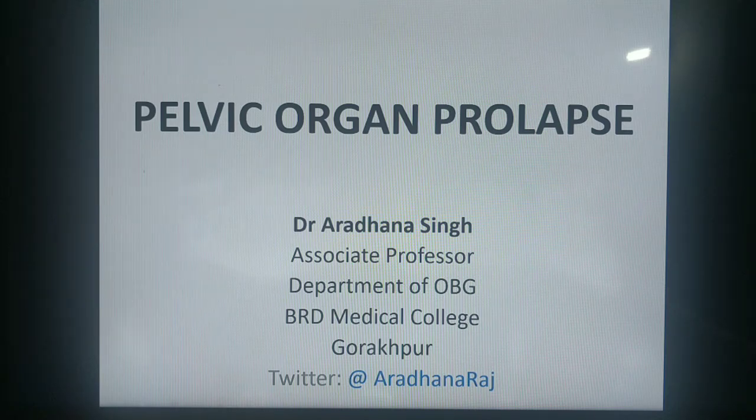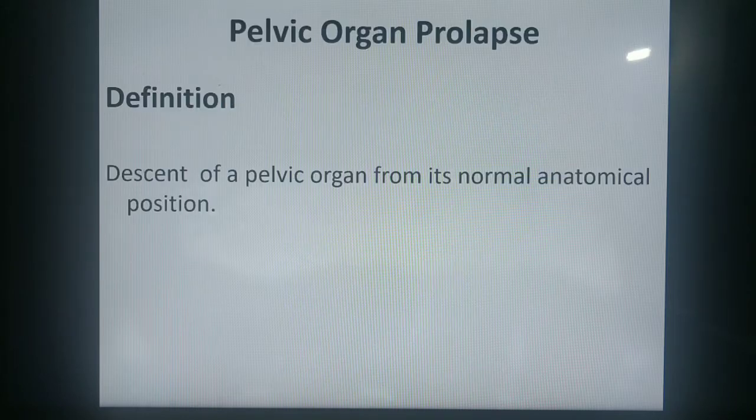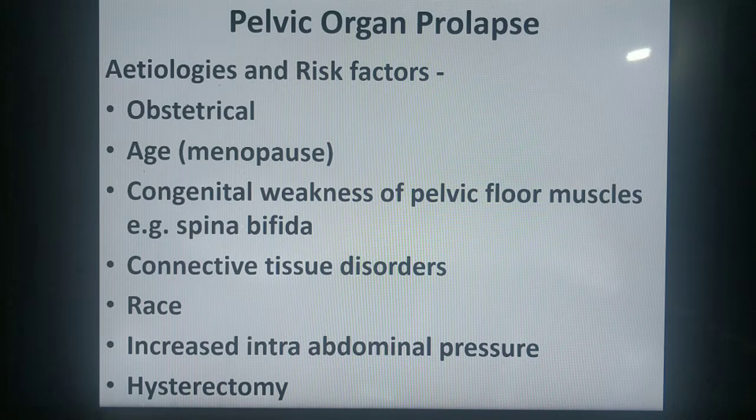Today I am going to discuss a topic which is most taught in gynecology and most asked in the examination, that is pelvic organ prolapse. As the name suggests, pelvic organ prolapse is defined as descent of pelvic organ from its normal anatomical position. Prolapse of one or several pelvic organs is a condition that has been known since early days.